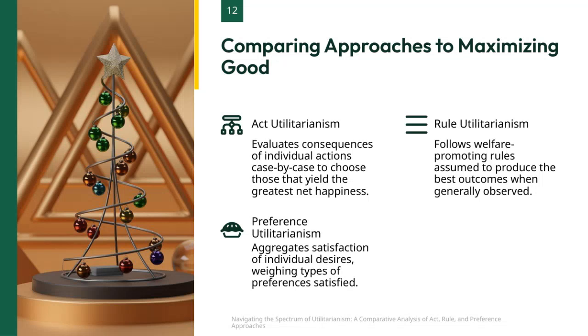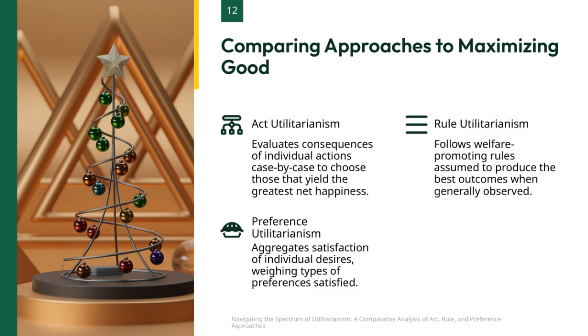Here we're comparing three main approaches to maximizing good from a utilitarian perspective. First, ACT utilitarianism looks at each individual action on a case-by-case basis, evaluating the consequences to choose the one that produces the greatest overall happiness. It's very flexible and focused on immediate outcomes.